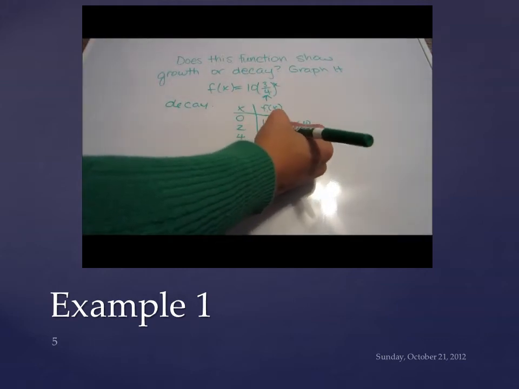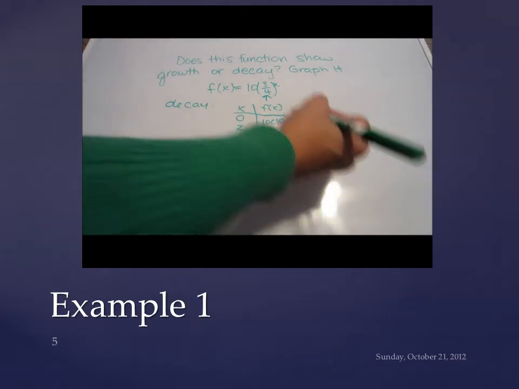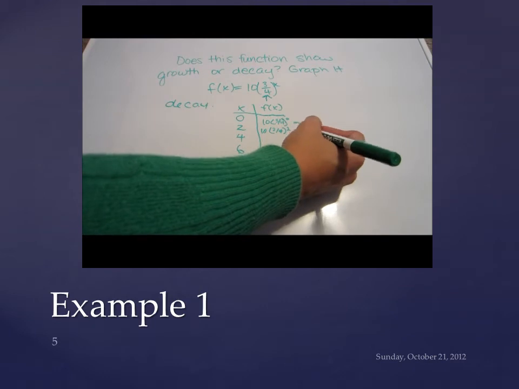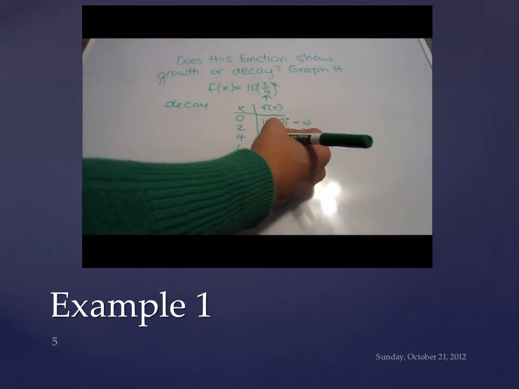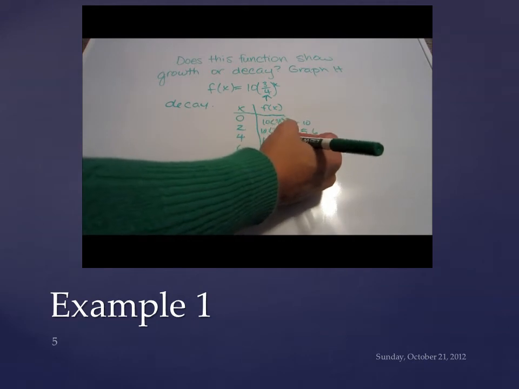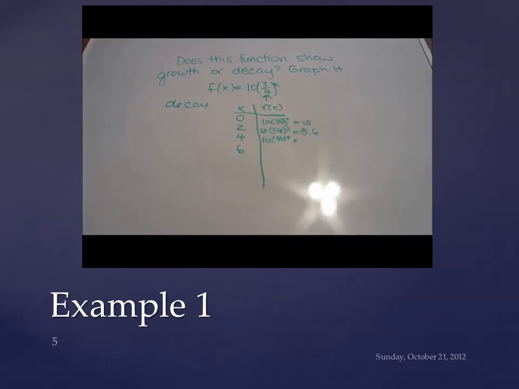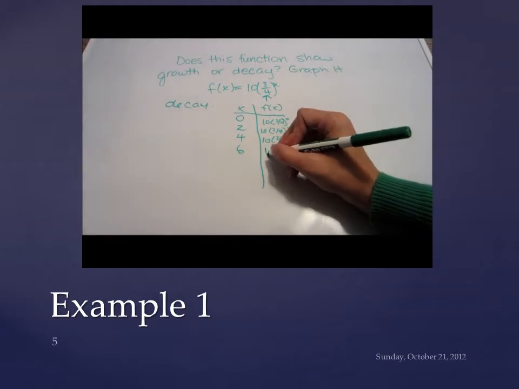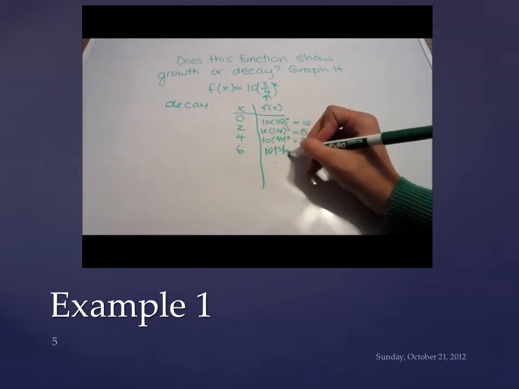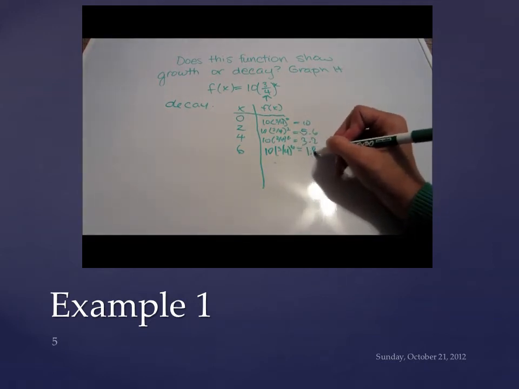10 times 3/4 squared is going to give you a 5.6. 10 times 3/4 to the 4th will give you 3.2. And 10 times 3/4 to the 6th will give you a 1.8.